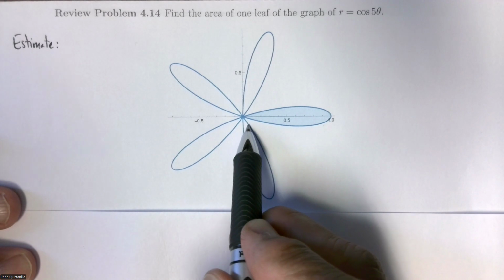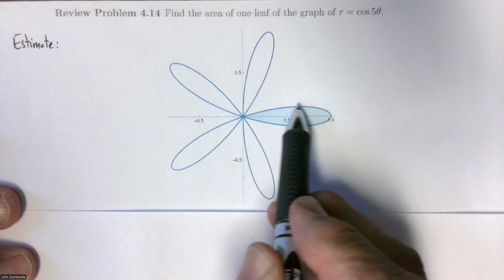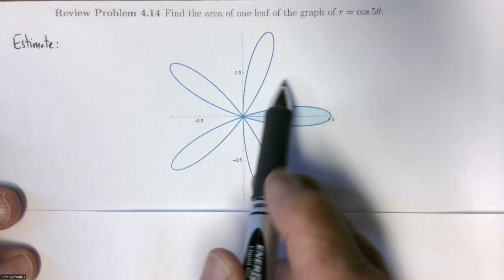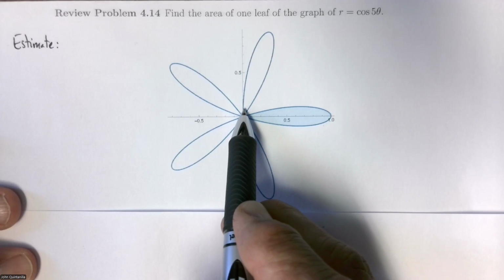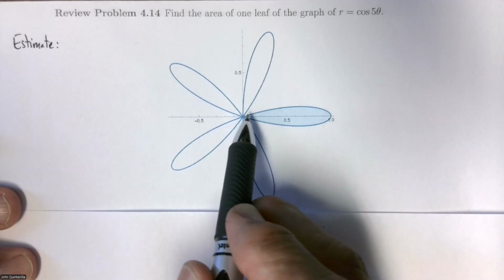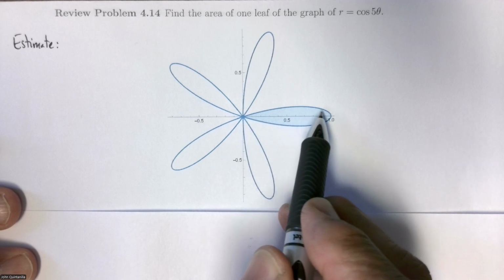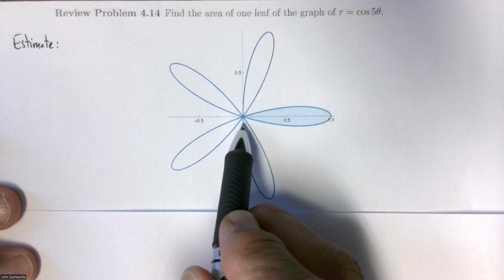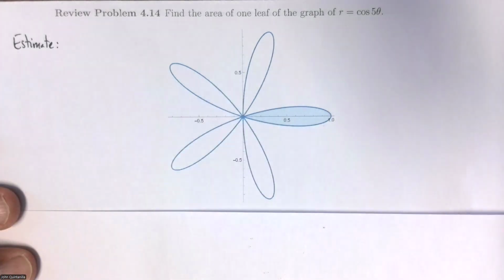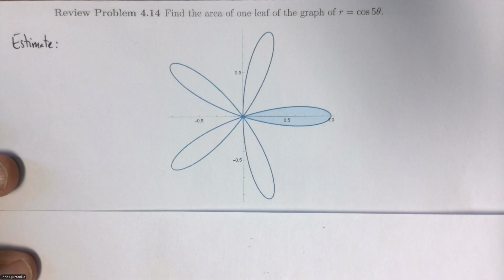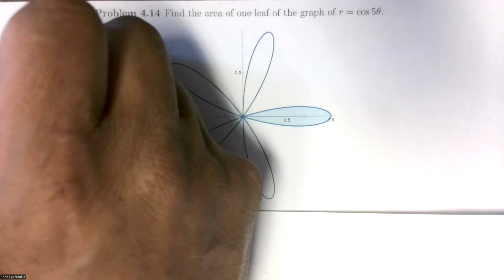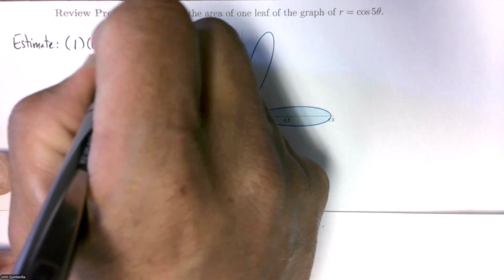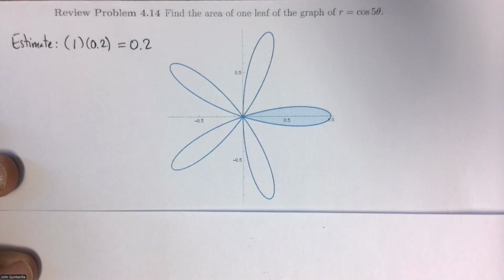This shape is approximately like a rectangle. The length of this rectangle goes from 0 to 1. Here's 0.5, so each of these little tick marks is a tenth. And so this looks like a tenth here, so something like a tenth to negative a tenth. If I were to draw that rectangle, it looks like it's about the same area as this leaf. And so the estimate that I would make just eyeballing it would be: the length is 1 and the height is 0.2, and so 0.2 would be my estimate.